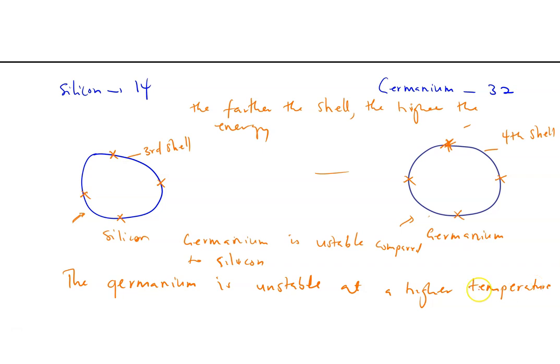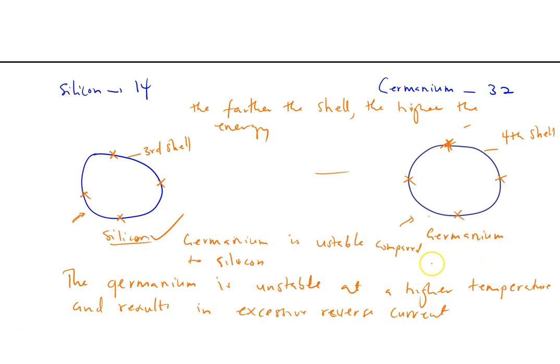A higher temperature, right? And it results in what? In excessive reverse current. So as soon as they become unstable, it leads to what? Excessive reverse current, right? And this is the reason why people prefer silicon in making semiconductor electronic components. It's because silicon is more stable at a higher temperature compared to germanium.